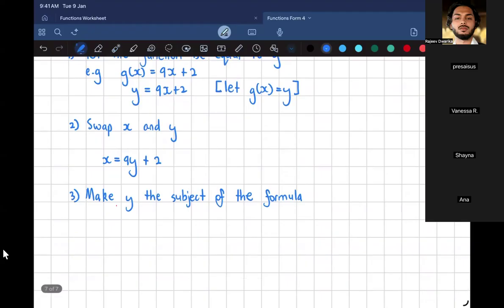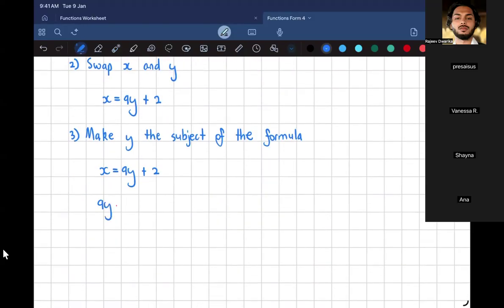Okay, right. So Shayna, we have x is equal to 9y plus 2. If we want to make y the subject, in other words, we want to find y, what should we do here? Normally when you're trying to find something, you want all the unknowns to be on the left-hand side. Would it be illegal for me to swap it like this? If I were to write 9y plus 2 is equal to x, did I break any laws?